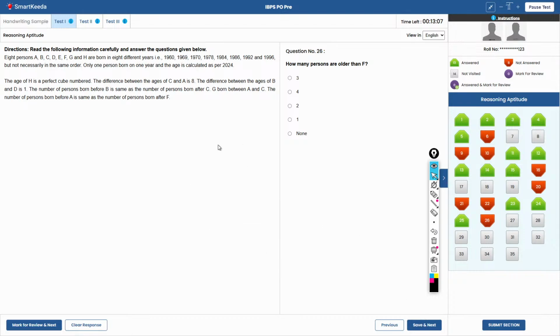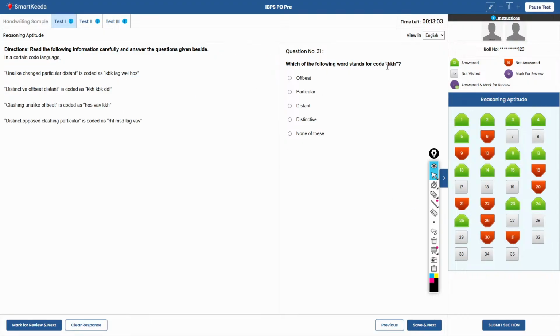Different here, so age calculate. Okay, so here, nowhere else. Offbeat, well here, well nowhere else. So particular, no. Distant, no. Changed or unlike.